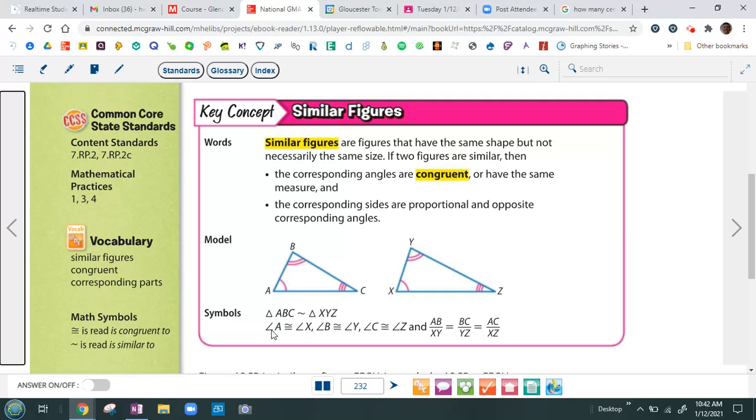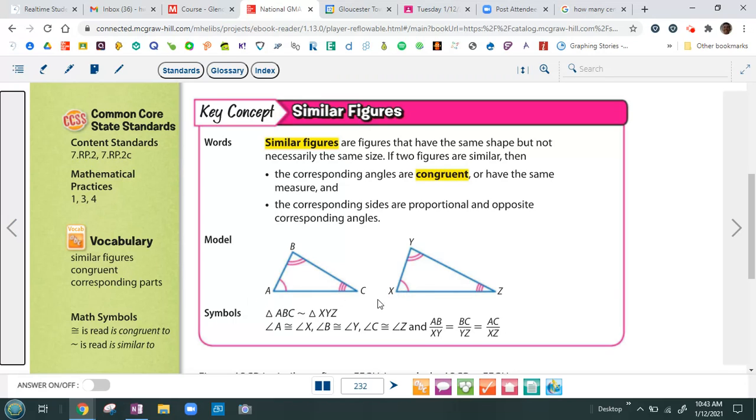So if we look over here for an example, we have this symbol, which looks like less than, but it's not, because that bottom part is purposefully horizontal. This symbol means angle A is congruent to angle X. That means they are the same size. So if we look at these two shapes, we can see that angle A and angle X are the same exact size angle.